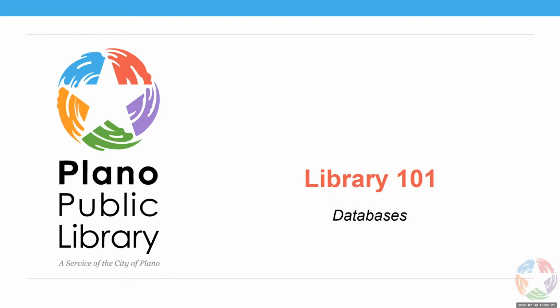All of our databases do require internet access, and most of them do require an active Plano Public Library card. If you are using them in the building, you usually do not have to log in with that card, but if you do use them from home, you will need that library card number on hand to use the databases. So all of our databases are located on our Research and Learn page off of our main website, and I will demonstrate how to get there in just a moment. We have recently updated the layout, so it's a little new and hopefully a little easier to navigate.